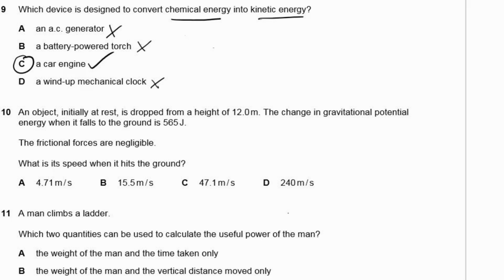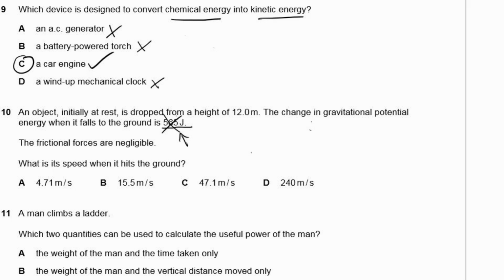10. An object initially at rest is dropped from a height of 12 meters. The change in gravitational potential energy when it falls to the ground is 565 joules. The frictional forces are negligible. What is its speed when it hits the ground? Okay, again, we're doing something here where they're trying to give us a bit too much information. You see that there? We don't need it, because we need the mass to be able to use it.